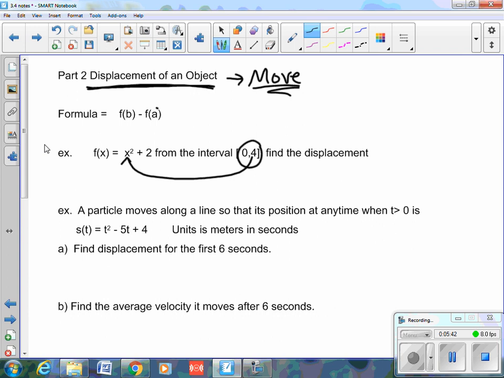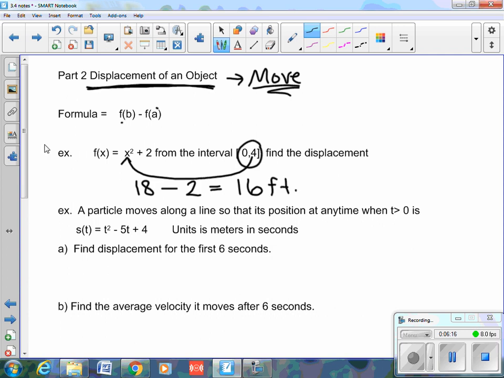4 squared is 16. 16 plus 2 is 18. Minus, it's just the bigger number minus the smaller number that tells how much an object would move from 0 to 4. Again, how did we get 18? I put 4 in and got 18, and then I'm going to put 0 in. 0 squared is 0. 0 plus 2 is 2. So how much did this object move? It moved 16. I don't know if it's 16 meters or 16 feet. I'll just pretend and put 16 feet.